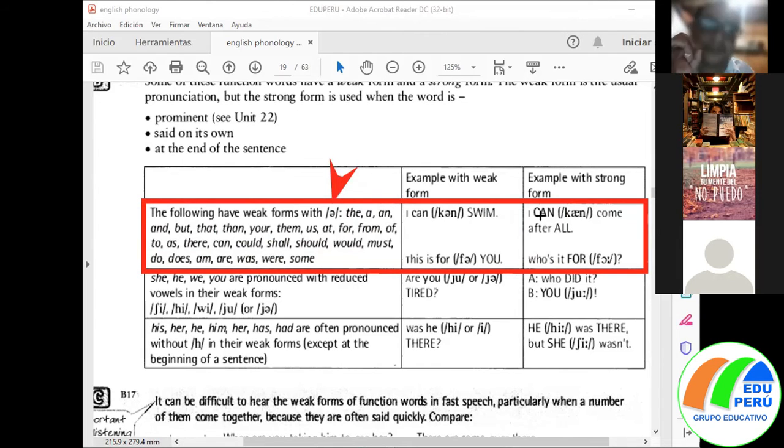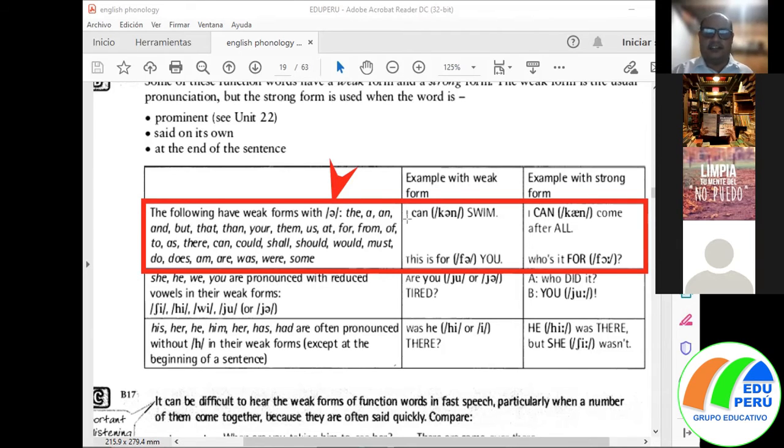And we usually use this vowel in function words. This is another reason why this sound is the sound that English speakers use the most. But remember that in the same case, this is the sound that we are going to take out the most. It's something contradictory, no? So here we have the, an, but, that, then, your, them, us, ought, for. So notice here that we have prepositions, pronouns, articles, auxiliaries. So we are going to use the weak form when we pronounce these words usually, all right?